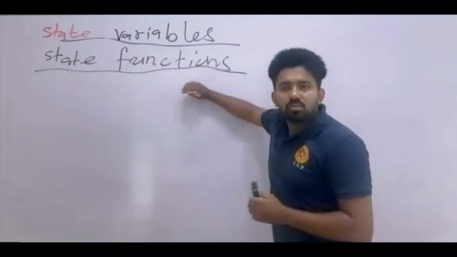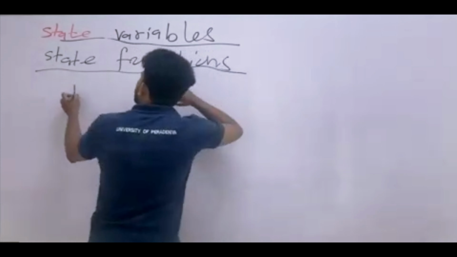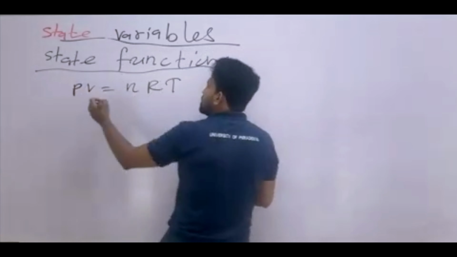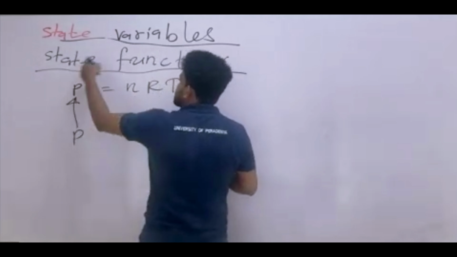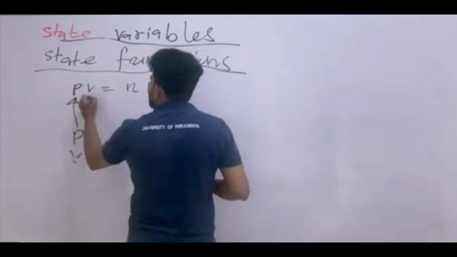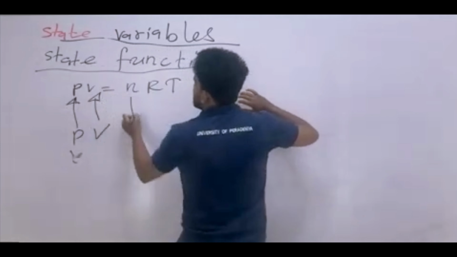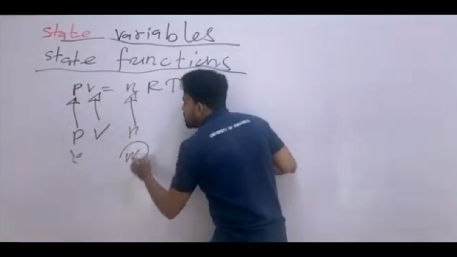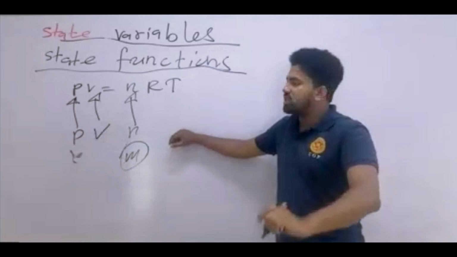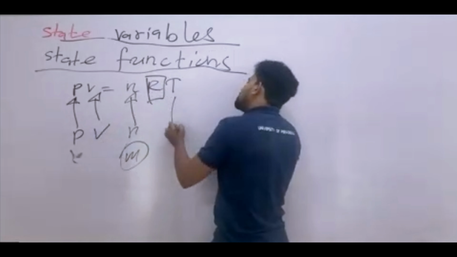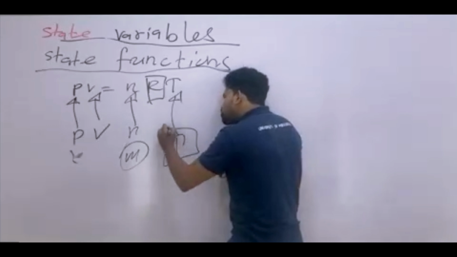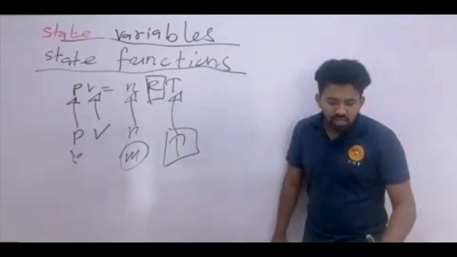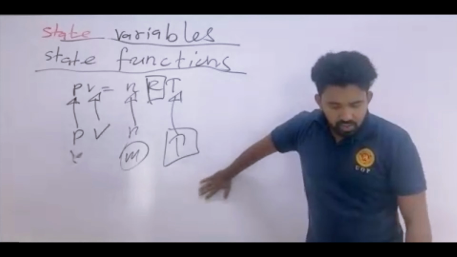So what are the state variables that we normally use? We can remember the PV is equal to nRT equation. Pressure is one state function. Volume is also another state function. The number of moles is also a state function, and instead of that we can use mass. The mass is also a state function. R is a constant, and temperature is also a state function. So that is it about that one, right?